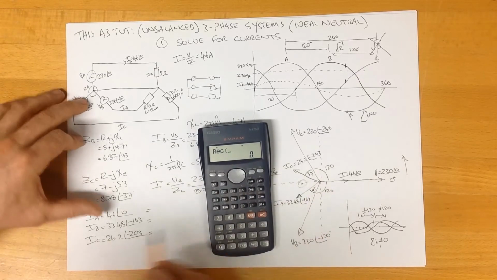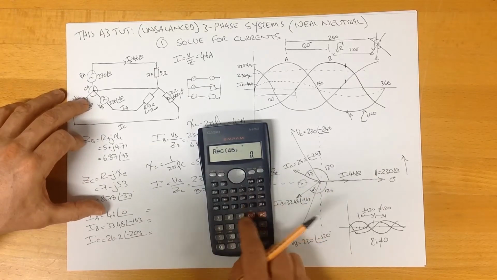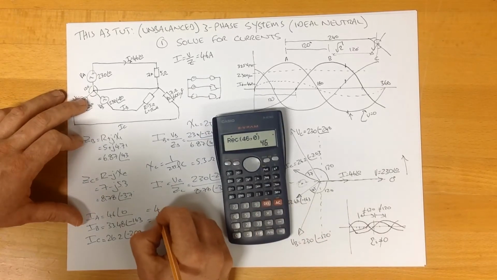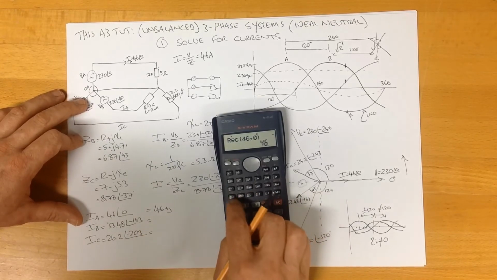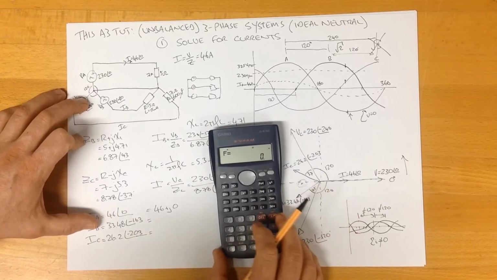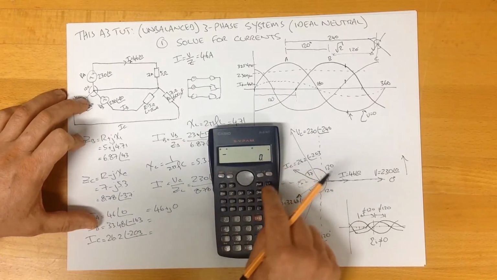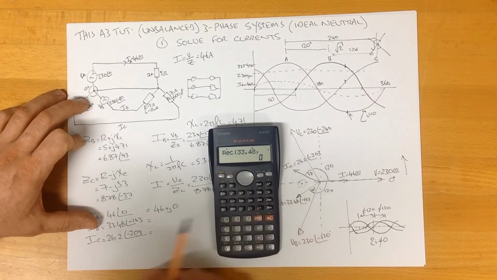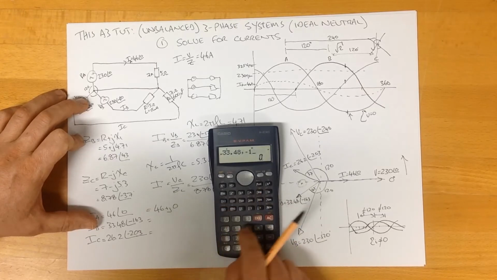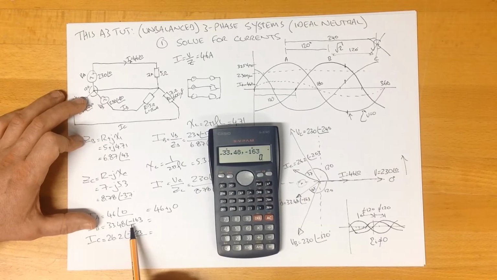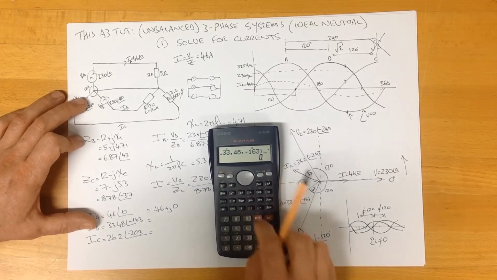Rectangular of magnitude 46 at an angle of 0 comes up as 46 plus j0. No surprises here. This one here, IB, rectangular, 33.48 at an angle of minus 163. Now this is another area where students often make mistakes, like I said before: they start dropping these signs out. Bad move. Keep your signs in, otherwise you'll get the wrong answer.